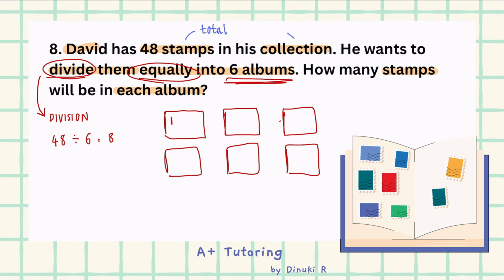So you can go 1, 2, 3, 4, 5, 6, 7, 8, 9, 10, 11, 12, 14, 15, 16, 17, 18, 20, 21, 22, 23, 24, 25, 26, 28, 29, 30, 31, 32, 34, 36, 37, 38, 39, 40, 42, 43, 44, 45, 46, 47, 48.